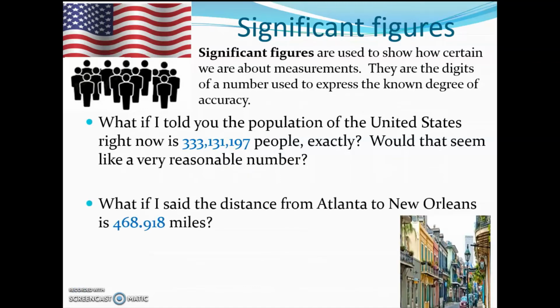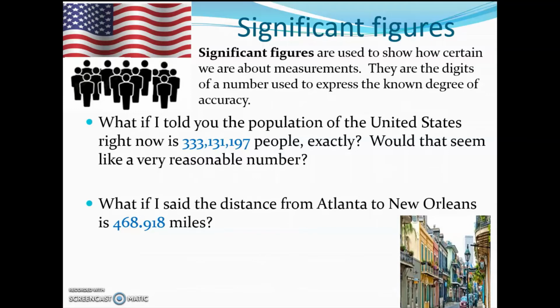Okay, so here is another example. What if I said the distance from Atlanta to New Orleans is 468.918 miles? Well, that's about the right distance. According to Google Maps, it's somewhere around 468.9. But the 1 and the 8 part, the 1 is in the hundredths place and the 8 is in the thousandths place. And 1/1000th of a mile is like 5 feet.